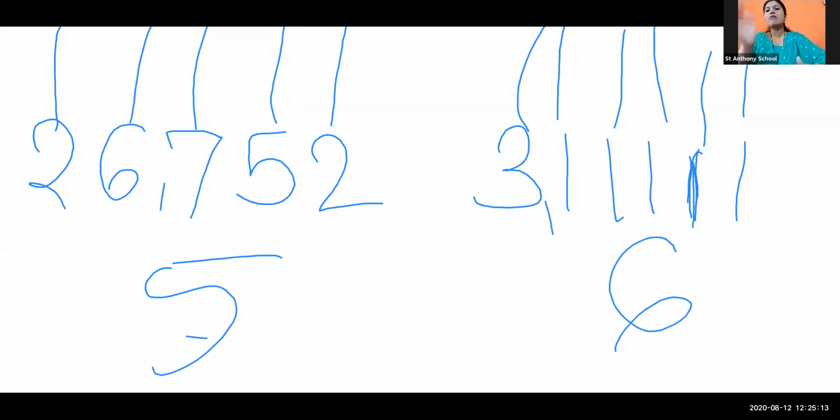3,11,111. This number is bigger than 26,752. ये 26,752 small है and 3,11,111. This number is bigger. So which sign will come? This sign will come. ये sign आएगा. Because this number is bigger और बड़े को बड़ा जाता है and small is having one side only. Okay. So this sign will come.